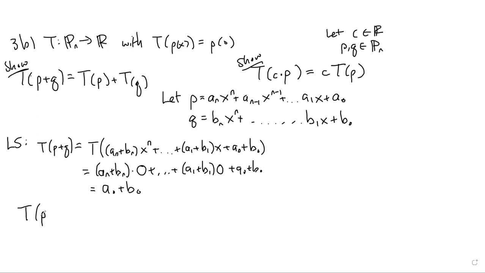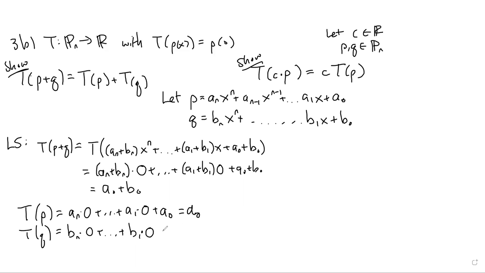And if I do T of p, well, this is going to be a_n times 0 plus the same thing. It's just like everything vanishes except that last term, a_0. T of q is b's, not a's. I keep writing a's, it's b_0 in the end. And so T of p plus T of q will actually just be a_0 plus b_0, which is the same thing as T of p plus q. So that side's good.